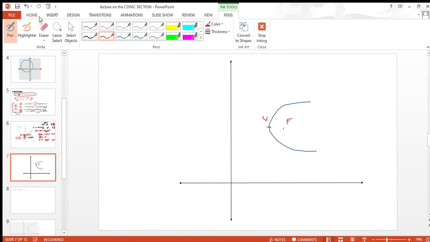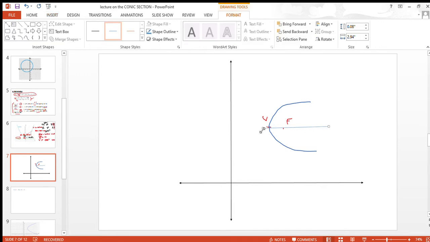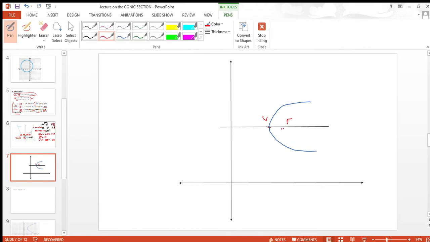When we connect the vertex and focus together, that is our axis of symmetry. So that's our axis of symmetry. Let's label the F. Our F will be there. And then, what else do we know here? The distance from vertex to focus is A.